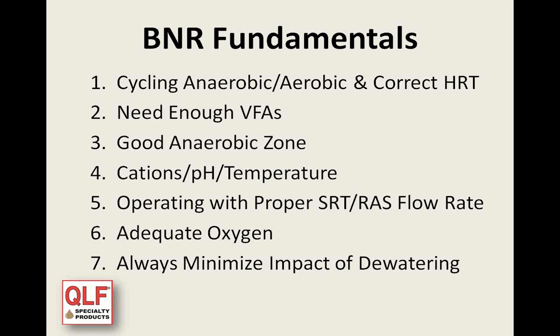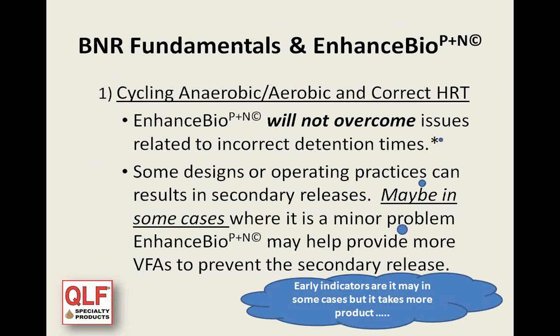The second is you need enough volatile fatty acids. Third, good anaerobic zone. Fourth, you need the right cations, pH, and temperature. You also need to operate with the proper SRT and return sludge rates. It's important to note where your oxygen's at, control that as you should, and minimize the impacts of dewatering and thickening within the plant.